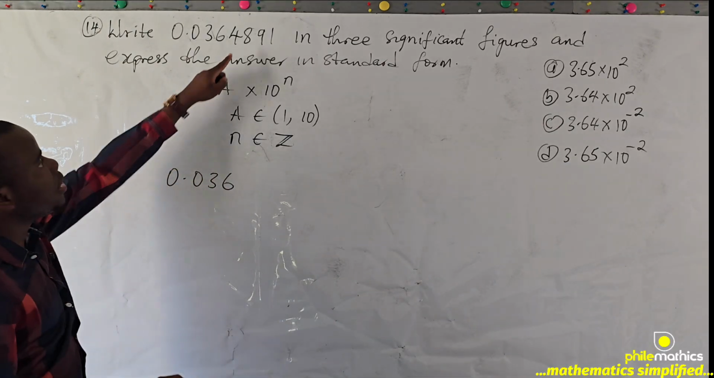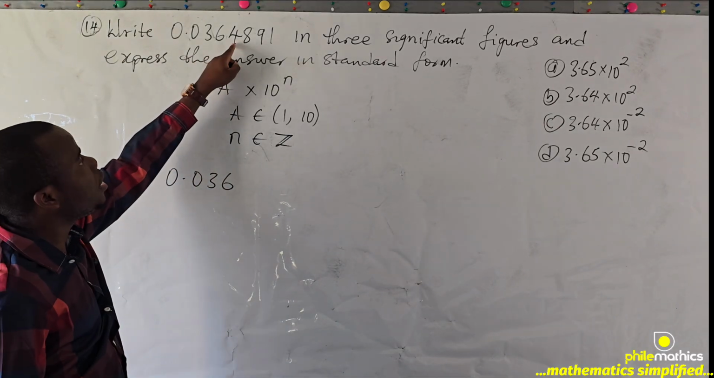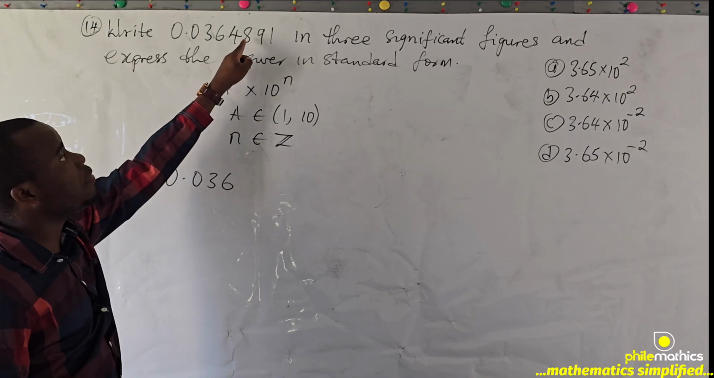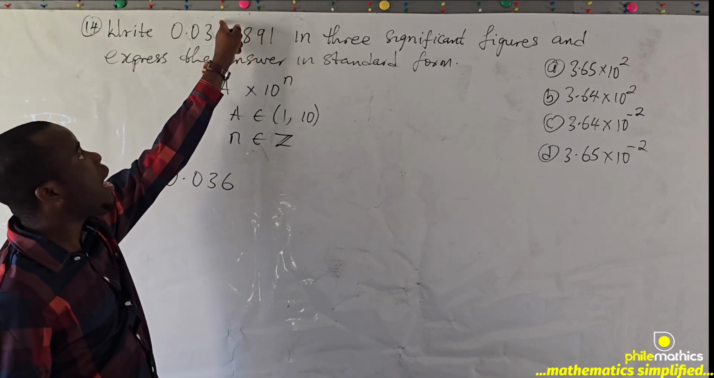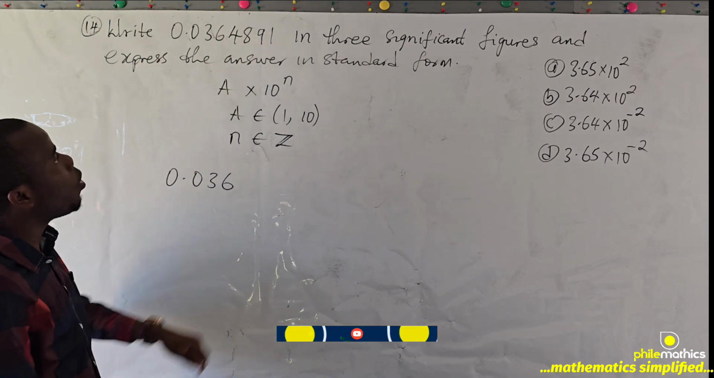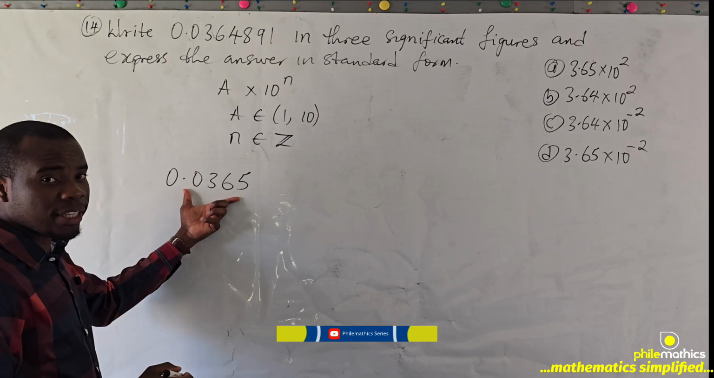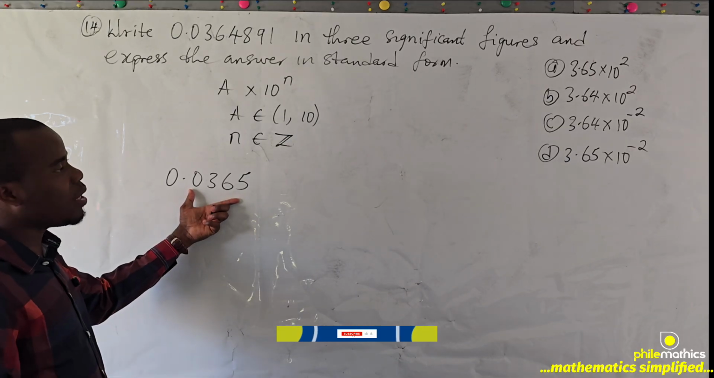0.036. This third one, you have to check if the subsequent figure is 5 and above. If it is, we round up and add it to here. So this will become 5. So this is the correct three significant figure.